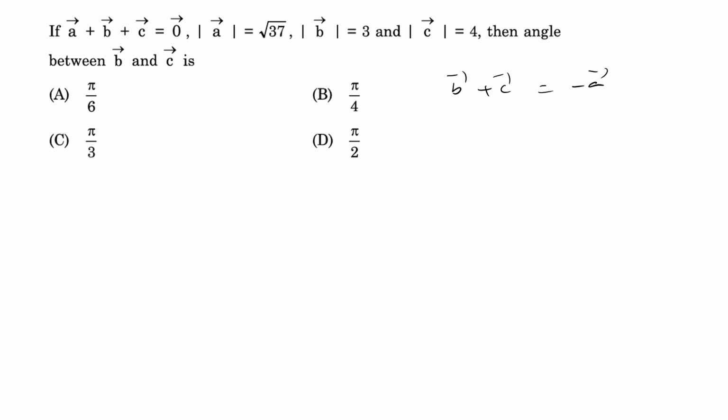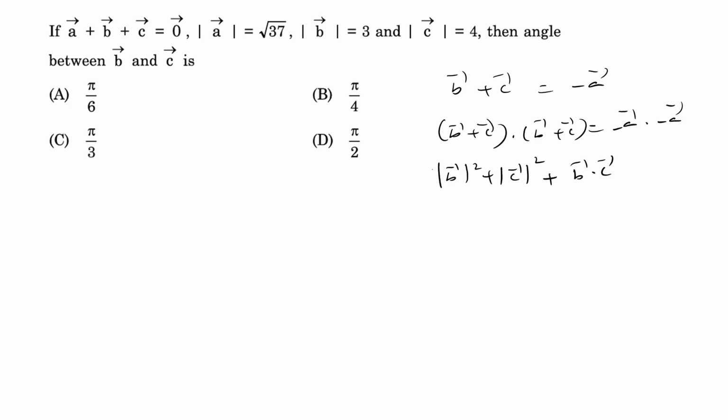Now if two vectors are equal, we can say that B plus C dot B plus C is equal to minus A dot minus A. So this gives us B dot B, which is magnitude of B square, plus magnitude of C square, plus B dot C plus C dot B, is equal to magnitude of A square. We know magnitude of B square is equal to 9. Magnitude of C square is equal to 16. B dot C plus C dot B is 2 times B dot C.